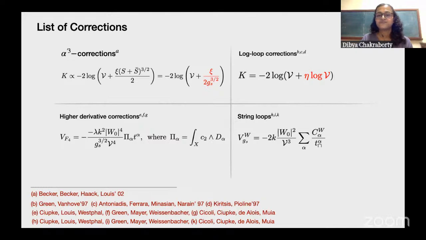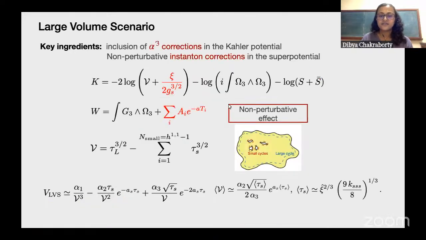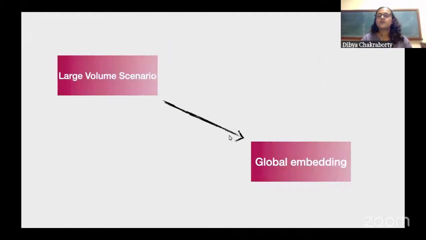Okay, so I have already explained the large volume scenario, but let me just say it one more time. Here I have one perturbative and one non-perturbative correction, and the exponential volume is obtained because there is an exponential sitting right there in the potential. Okay. So now what I'm going to do is deviate from this large volume scenario.